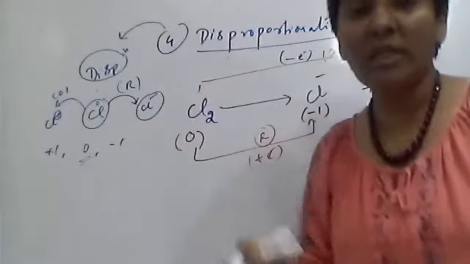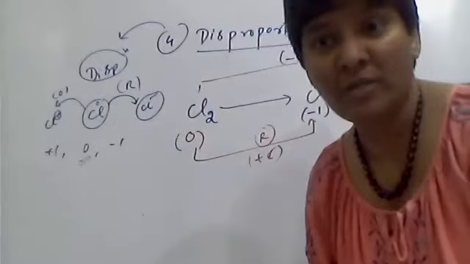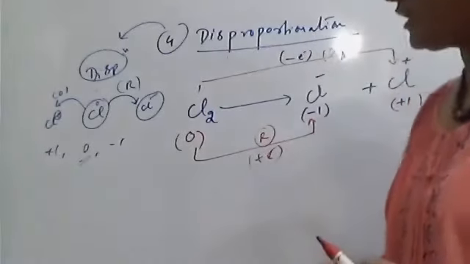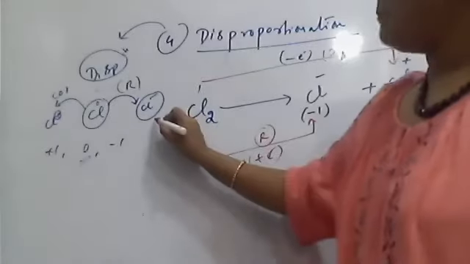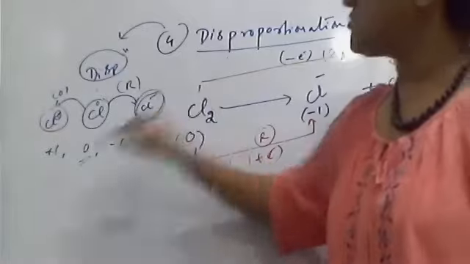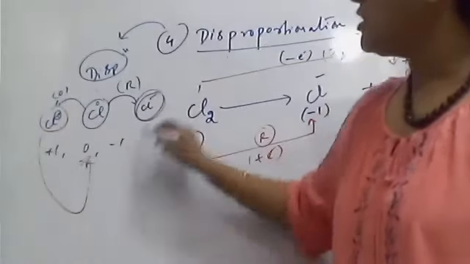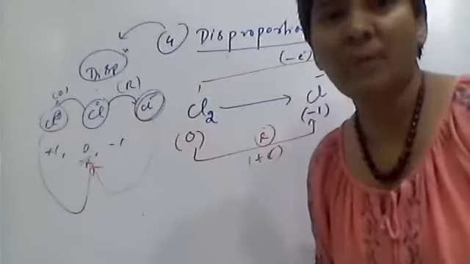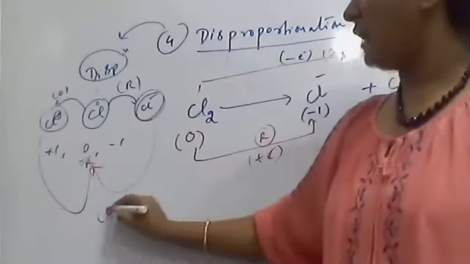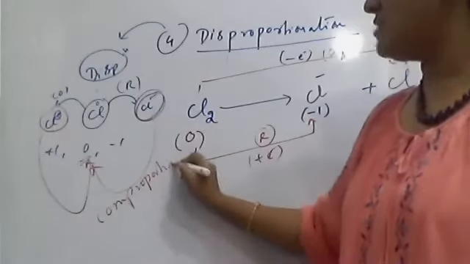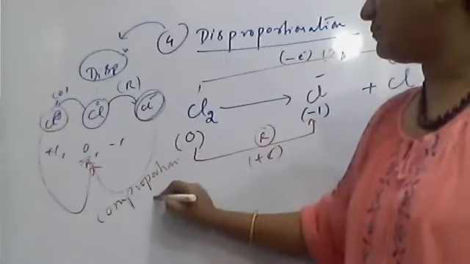Then the reverse process. What is that? The reverse of disproportionation is comproportionation. That is, by mixing of these two, Cl plus 1 and Cl minus 1, if these two give Cl 0, this is exactly opposite to disproportionation, and it is called comproportionation.